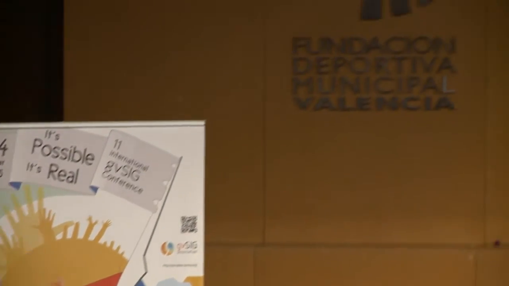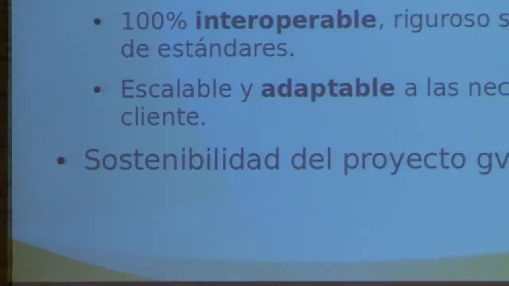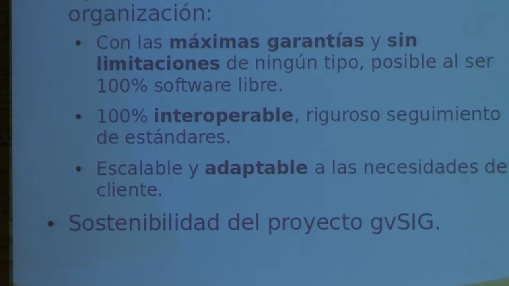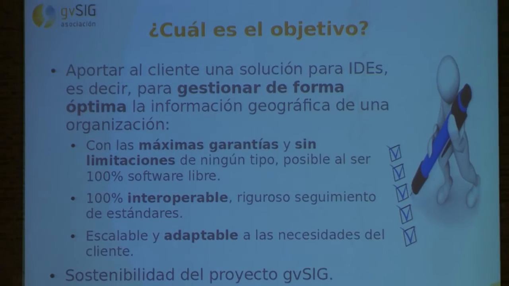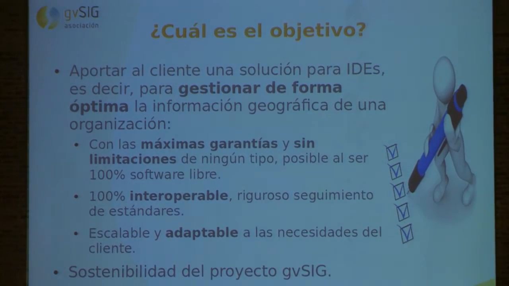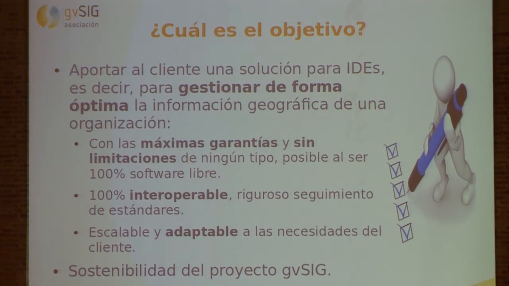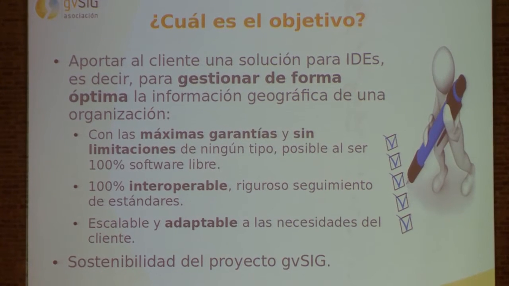Which is the objective? Well, the aim is the creation of nodes in order to best manage the geographical information in an organization. We want to do that with the maximum level of guarantee and without limitations. And this is possible as far as this is open software that provides the customer with a guarantee and also with rights. We also want this to be 100% interoperable.